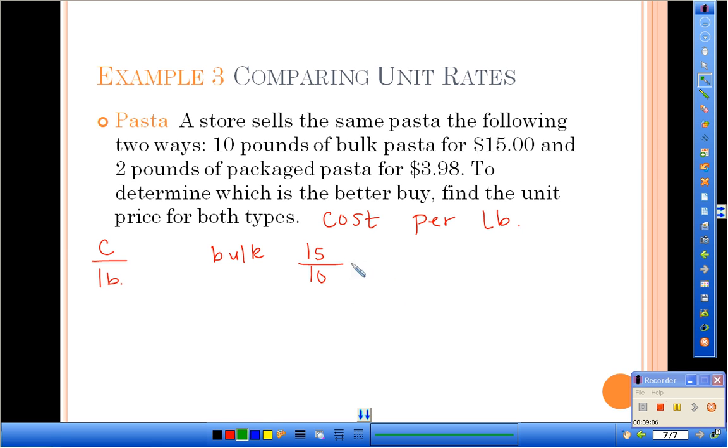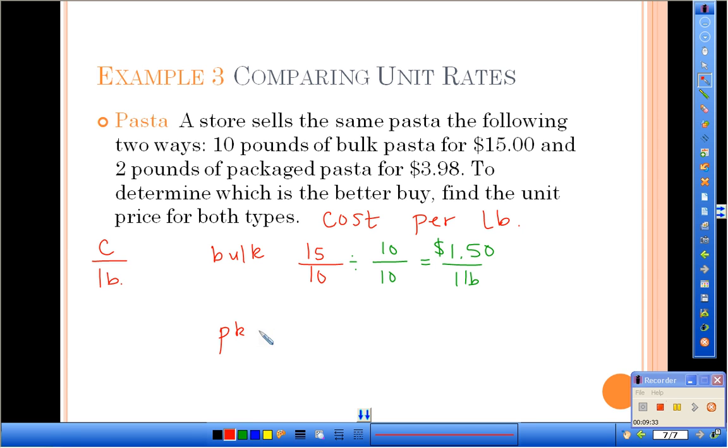Now to find the unit rate, you simply want to divide by that same number that's in the denominator, because 10 divided by 10 is what's going to give us our 1. Again, this is our pounds in the denominator's position. Now whatever you do to the bottom, you've got to do the top. So 15 divided by 10 is 1.5. So that's $1.50 per pound. That's for our bulk pasta.